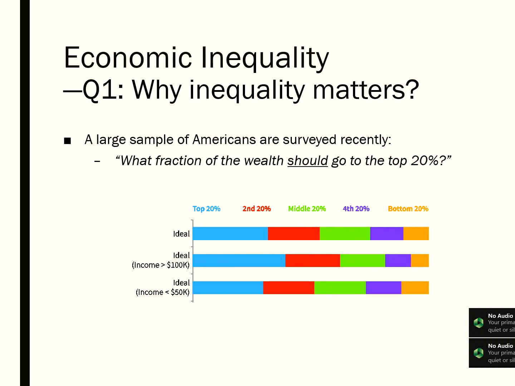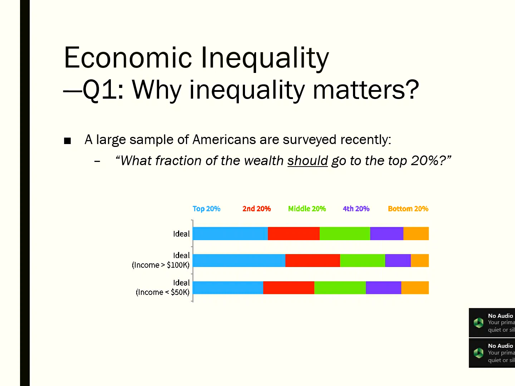Let's look at the first question, why inequality matters. This is actually a question about the effects of inequality. It matters because we all care about inequality. According to a survey carried out in the US, respondents are asked about two questions. The first is, what fraction of the wealth should go to the top 20%? This is basically their idealized world. On average, they think 30% of the wealth of the society should go to the top 20% richest.